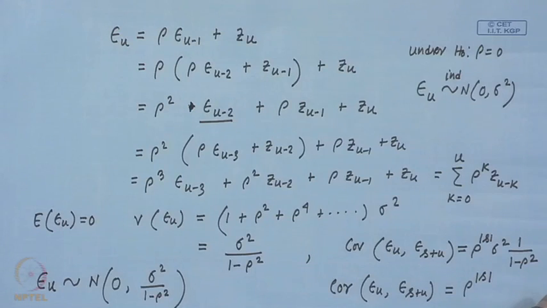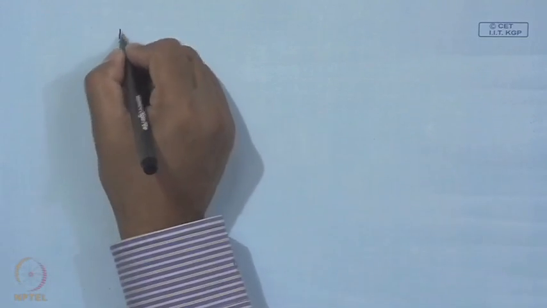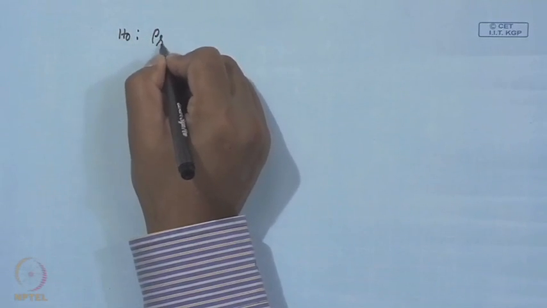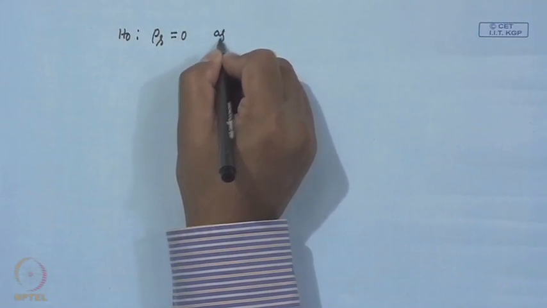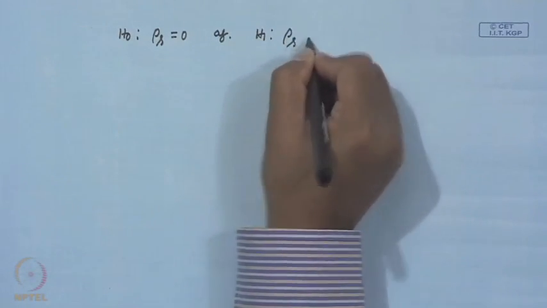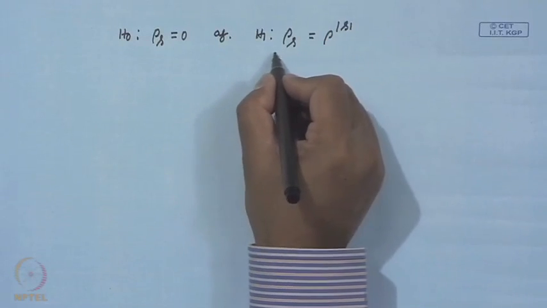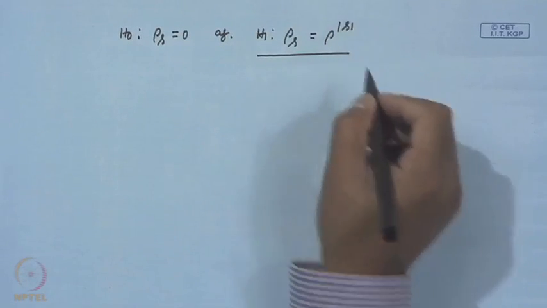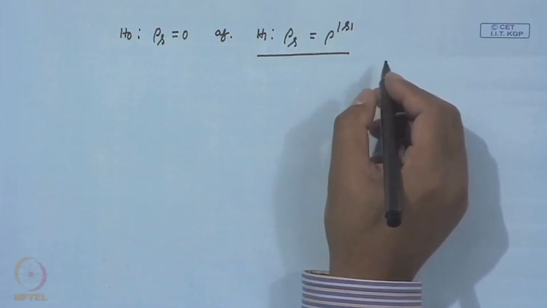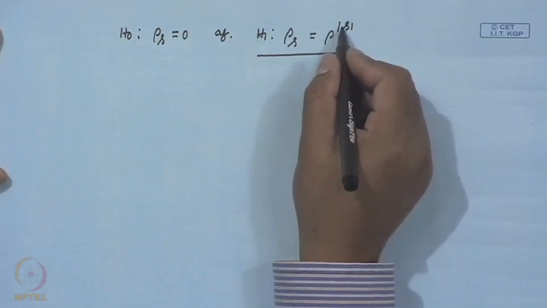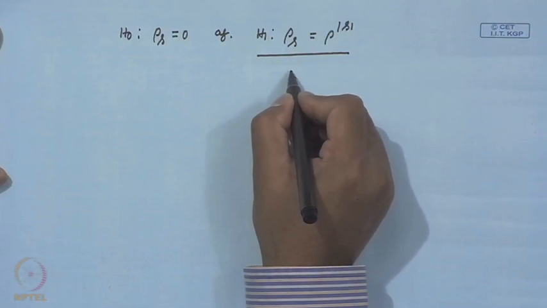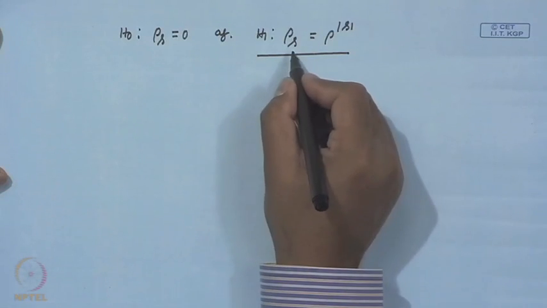Okay. So, we have understood the significance of this alternative hypothesis now. We are testing the hypothesis H naught, that rho s is equal to 0, against the alternative hypothesis H 1, that rho s is equal to rho to the power of s. We have checked that this alternative hypothesis holds under the assumption that the errors are first order autoregressive. Then rho s is equal to rho to the power of s, the correlation between epsilon u and epsilon u plus s.